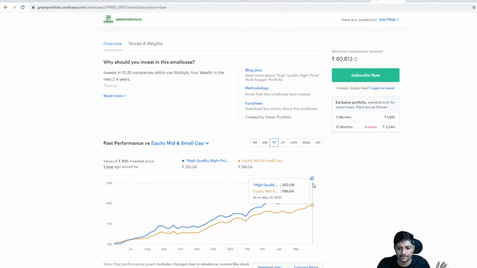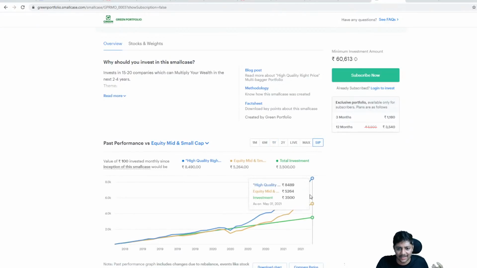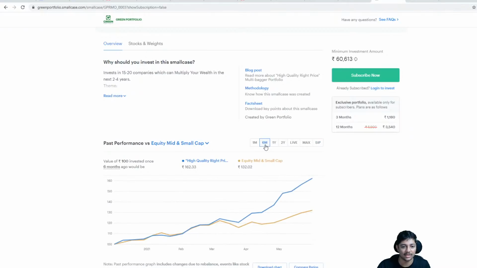1 year return, fine, good enough. I'm not looking at CAGR and all that, right? If I have to do a SIP, fine, good enough, not bad. So I only look at it from this perspective, so I can immediately say yes or no to something very fast, right?